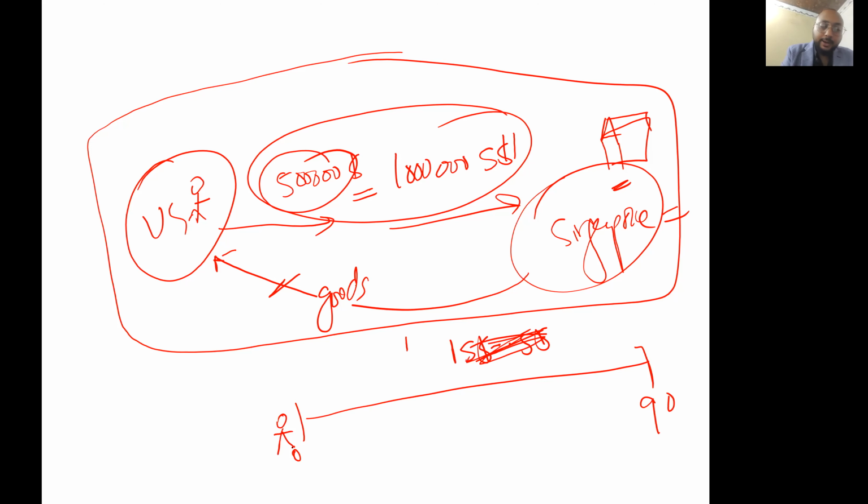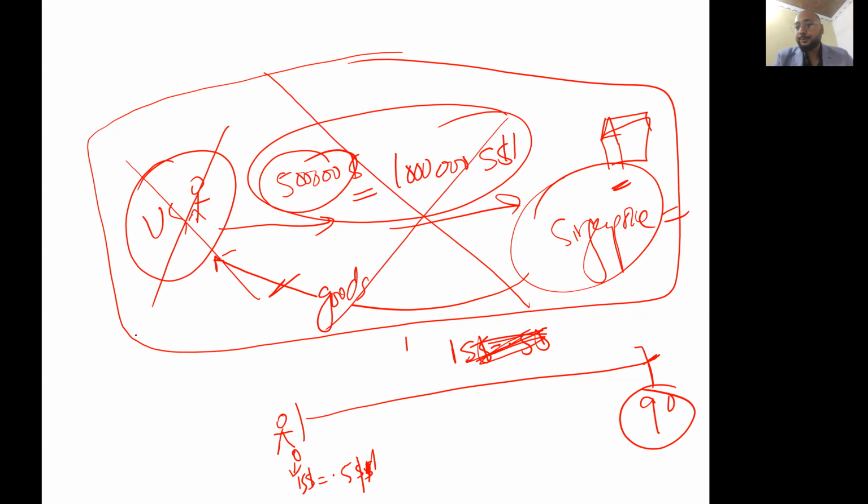Okay, this is at point 0. At point 0, $1 is equal to 0.5 Singaporean. Okay, 1 Singaporean dollar is $0.5. But this transaction is going to take place after 90 days. This scenario is not valid, right? So their biggest worry is that what if the price of the Singaporean dollar goes up? Then they need to pay more dollars for 1 million Singaporean dollars.